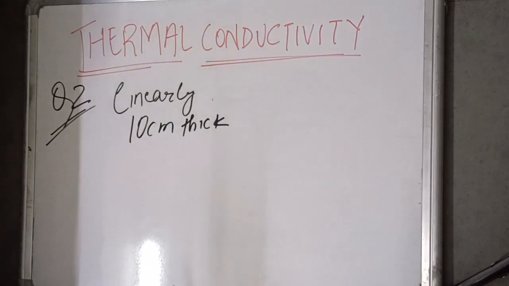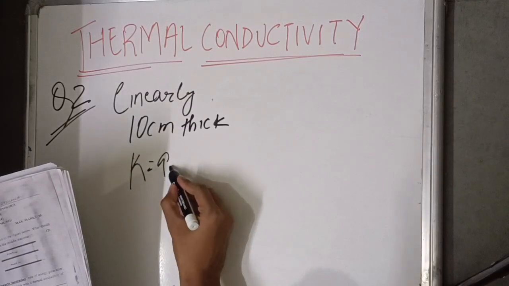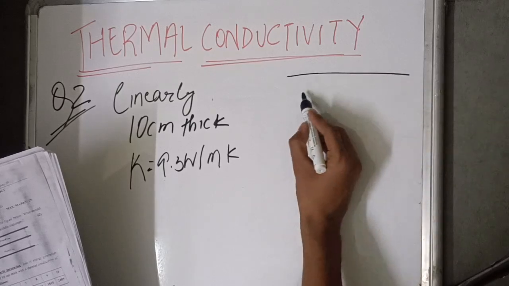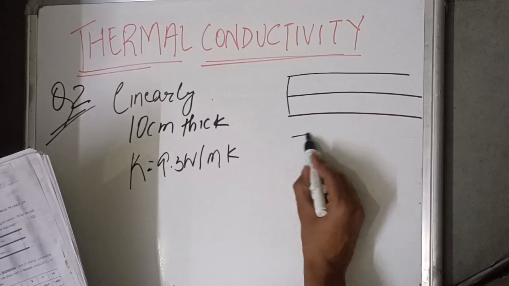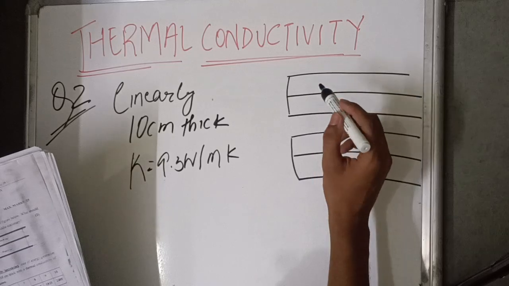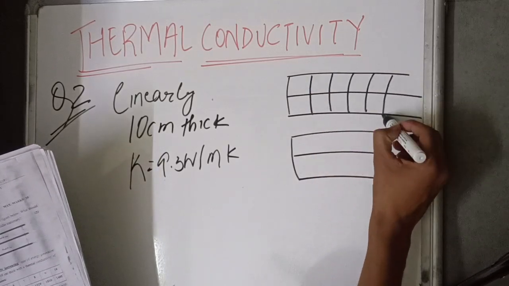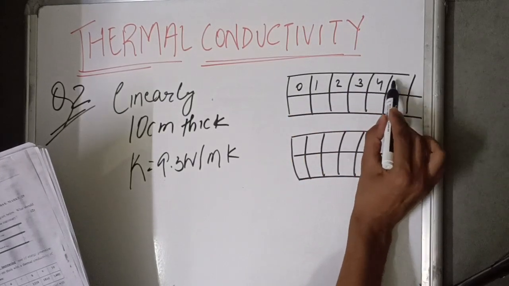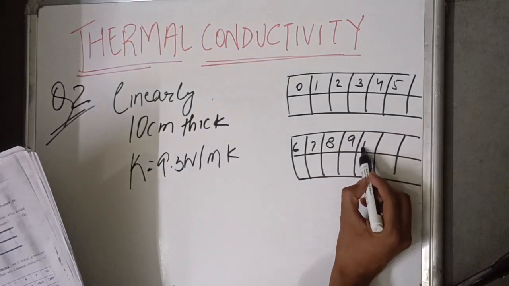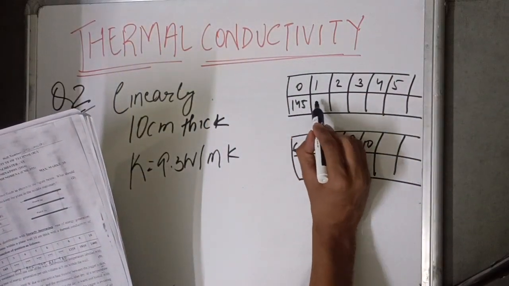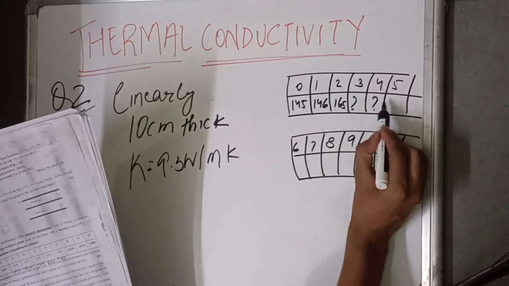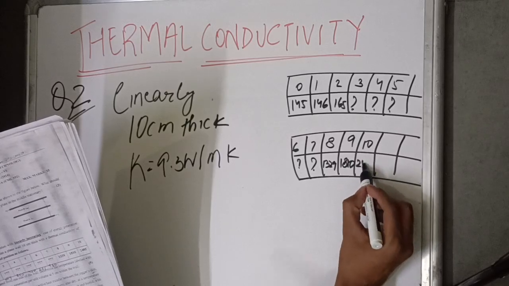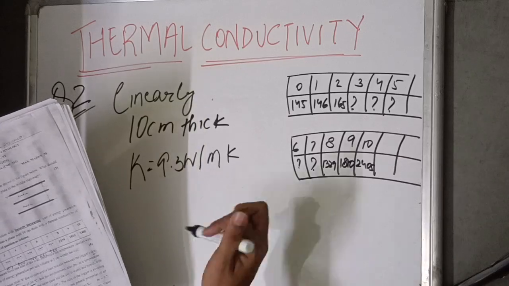A function of position as follows. Conductivity is 9.3 watt per meter Kelvin. We have got this function of z: 0, 1, 2, 3, 4, 5. We have got different values in it: 145, 146, 165. We have to find these values. And we have got 1329, 1810 and 2405, where Z is the distance measured from one side of the wall.